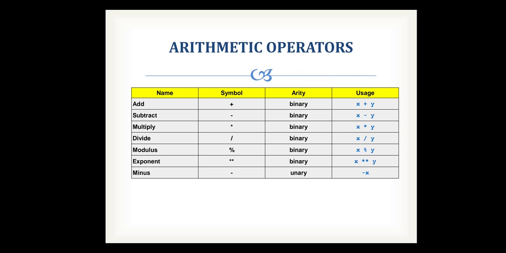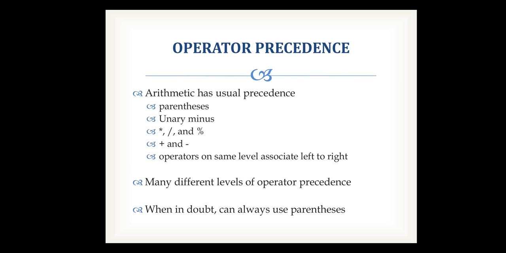There are various arithmetic operators: addition, subtraction, multiplication, division, modulus, exponent, minus, etc. So next is operator precedence. Arithmetic has the usual precedence, that is parenthesis, unary minus, then multiplication, division and percent, then addition and subtraction. Operators on the same level associate left to right. There are many different levels of operator precedence. Okay. When in doubt, you can always use parenthesis.